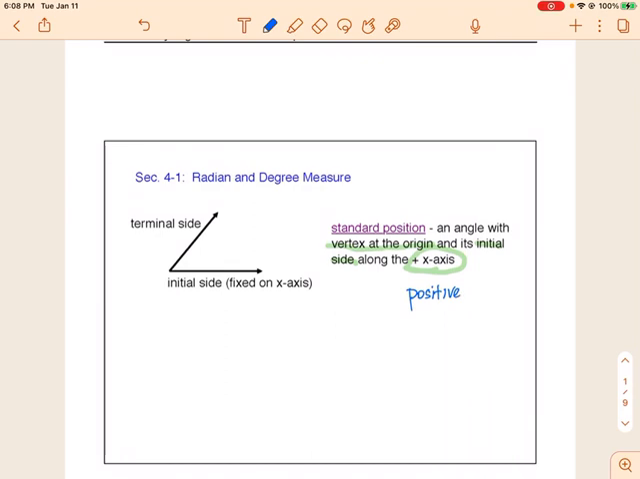Okay, so the initial side is the fixed side. We have our vertex at the origin. This is our starting position. And then our terminal side is the side that is then positioned after rotation.